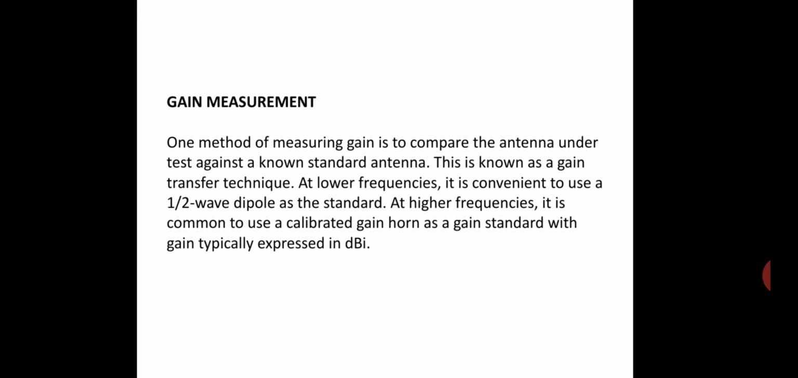Gain measurement: how can we measure the gain of an antenna? One method of measuring gain is to compare the antenna under test against a standard antenna. This is known as the gain transfer technique. At low frequency, it is convenient to use a half wave dipole as the standard. At higher frequencies, it is common to use a calibrated gain horn as a gain standard, with gain typically expressed in dB.